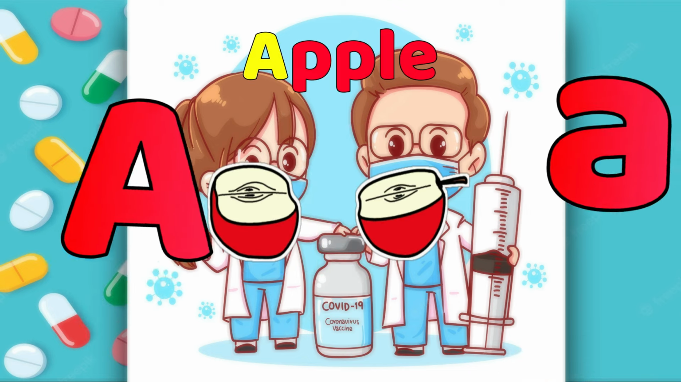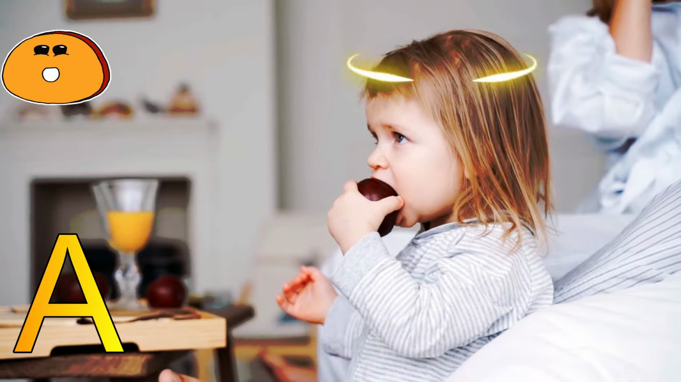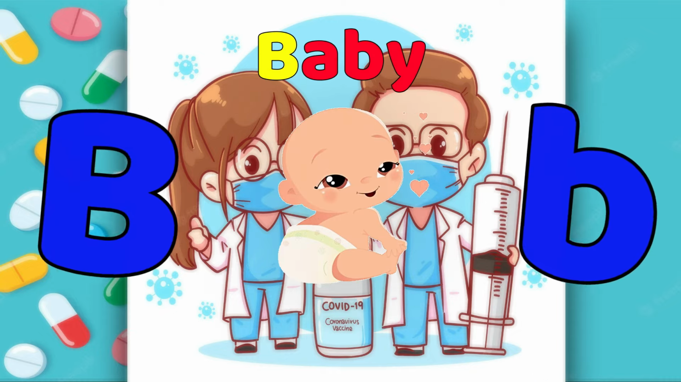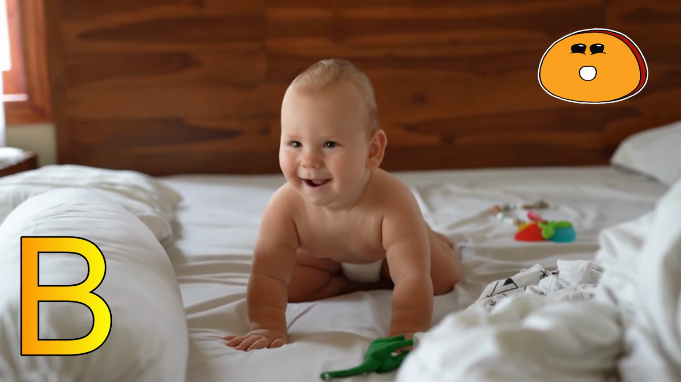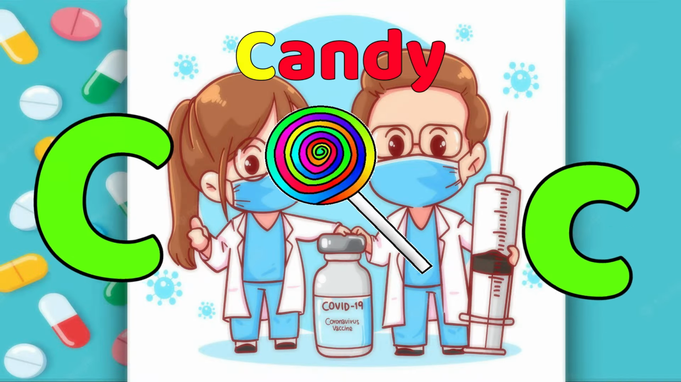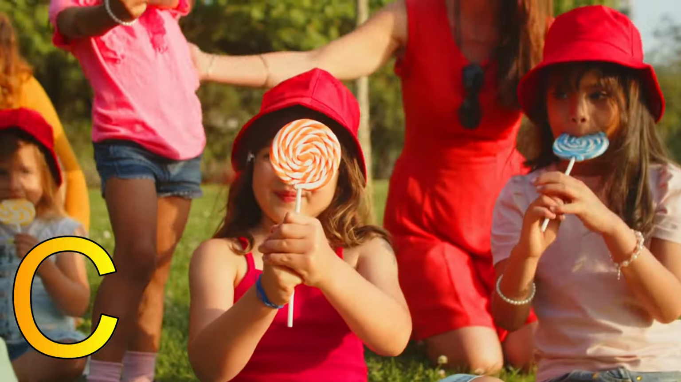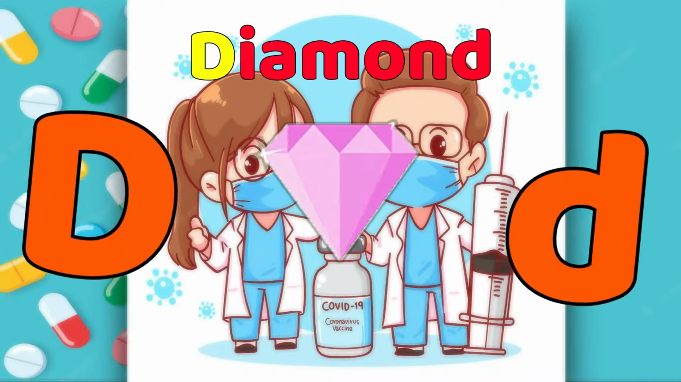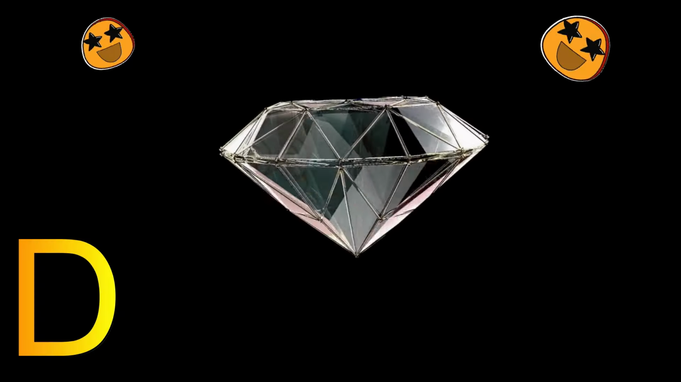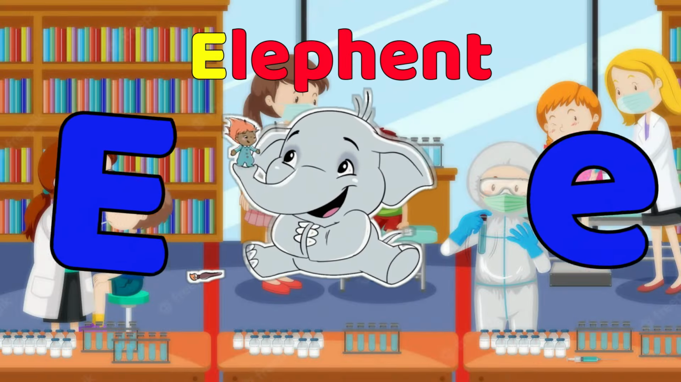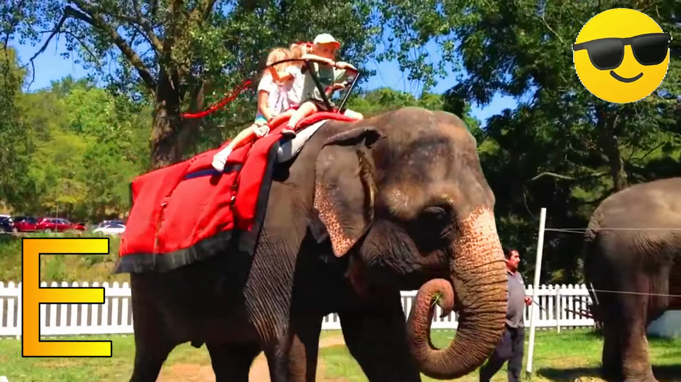A is for apple, A, A, apple. B is for baby, B, B, baby. C is for candy. D is for diamond, D, D, diamond. E is for elephant, E, E, elephant.